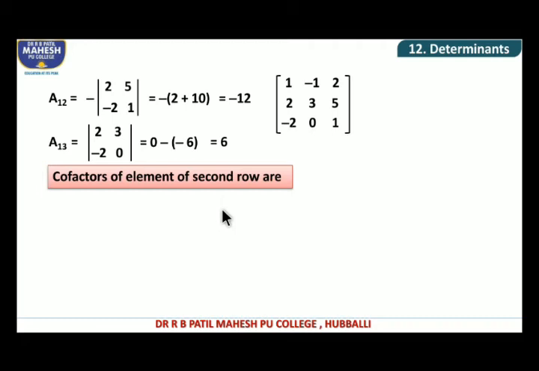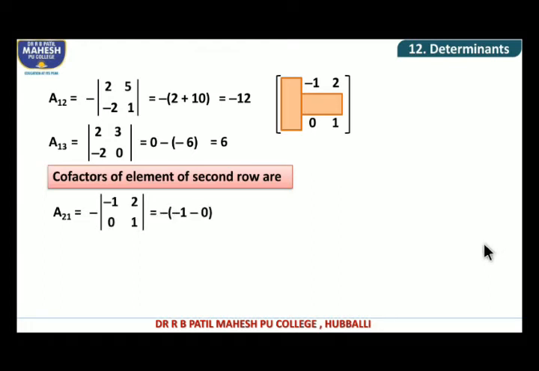Then we can find out the cofactors of the elements of the second row. For this one we have the minus sign, so minus into the remaining determinant after deleting the second row and first column, that is minus 1, 2, 0, 1. Therefore minus into the bracket of minus 1 into 1 is minus 1, and minus 0 into 2 is 0, therefore it becomes plus 1.